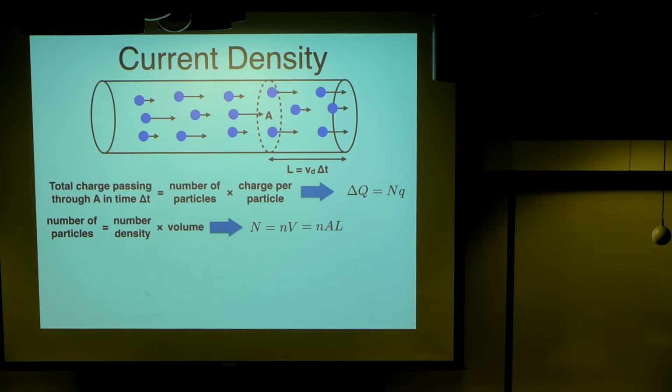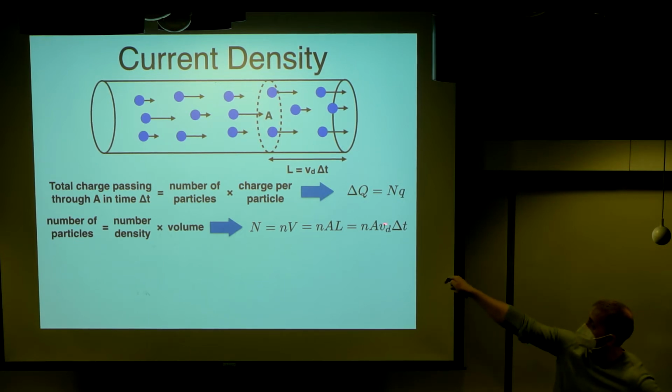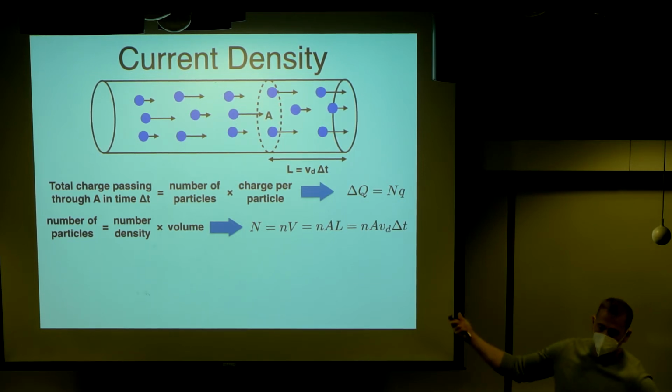So what I'm going to do is make that substitution for L. So the number of particles is now lowercase n times the area times the drift velocity times delta t. Okay? That's our formula. Are we good on that? So here's what I'm going to do with that. This is going to tell us the number of particles that have traveled through this area in time interval delta t. If I plug that in here, that's going to give me the charge that's passed through in time interval delta t. And then, David, I'm going to do what you said and apply the definition of current to finish this off, okay?